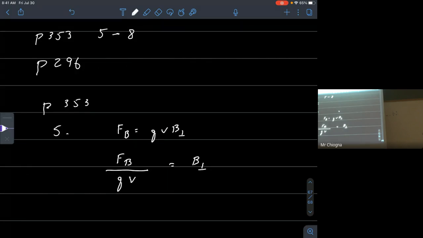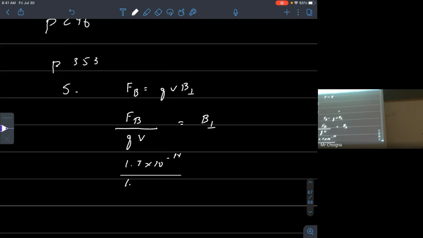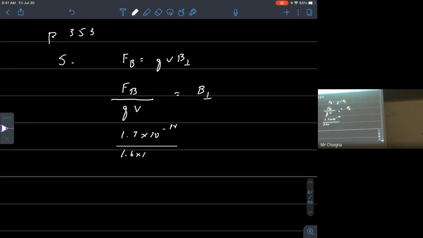Force is 1.7. Proton charge is 1.6. Speed 1.9. Okay. This works out to be 5.6 Teslas. That's the unit for the magnetic field.